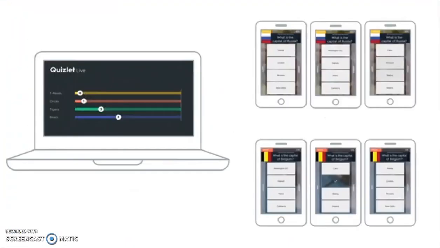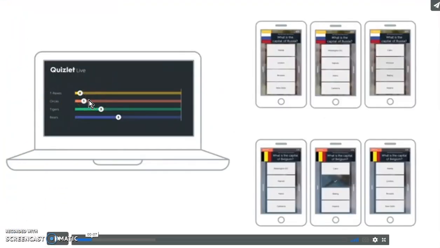Quizlet Live allows you to break your students into teams and have them work together to solve the puzzle. Each student gets a different set of answers for the question. So on your team, there's only one person with the right answer. So guessing doesn't really help.